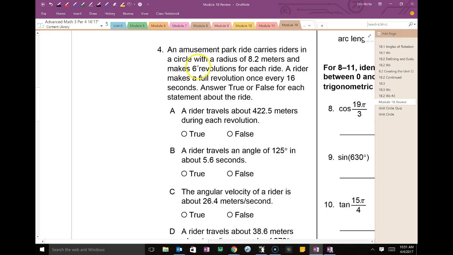Okay, so we're going to start this out knowing that we have a radius of 8.2 meters. The ride is going to take 6 revolutions, and every one full revolution takes 16 seconds. Okay, so let's talk about this for a second. The first thing that I want to figure out is how far is one full revolution.